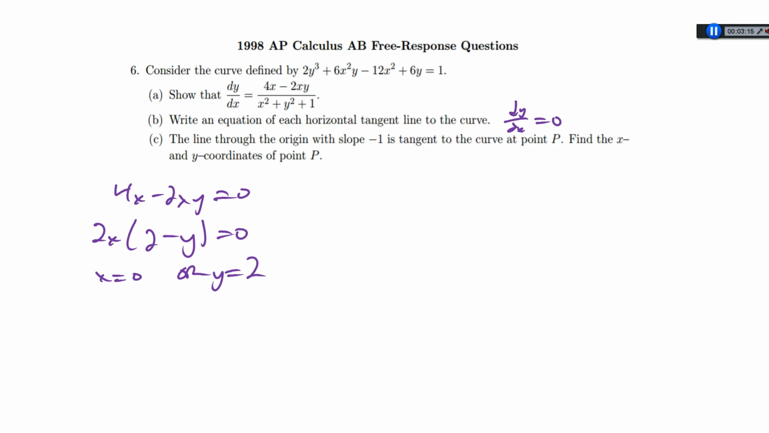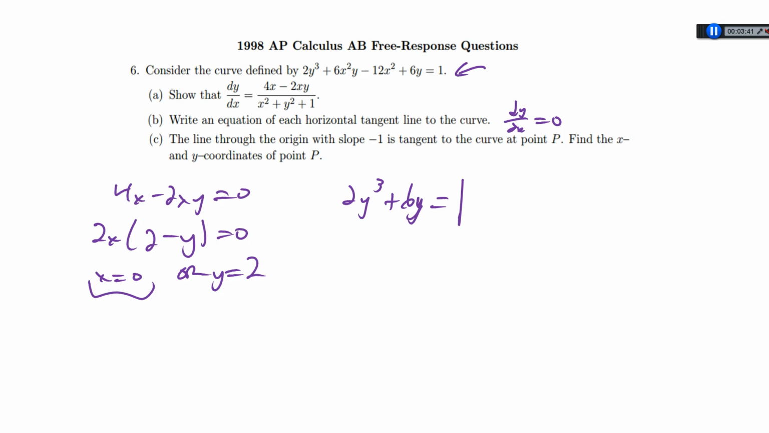Let's first do x equals 0. If x equals 0, let's go back to our original problem. We have 2y cubed plus 0, plus 0, plus 6y equals 1. Now, this is where the calculator comes into play. So I'm going to switch over to my calculator real quick.